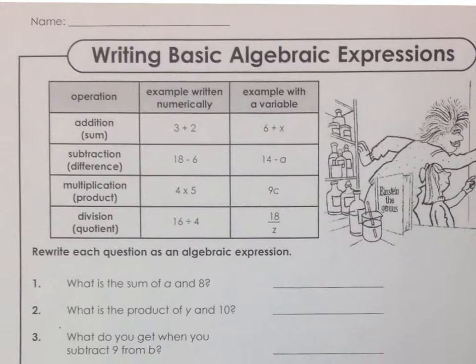It says, what is the sum of A and 8? When we're talking about sum, we're talking about addition. So I always like to start with the number 8 plus the variable, and the variable is A.